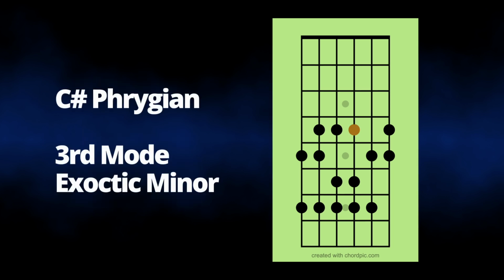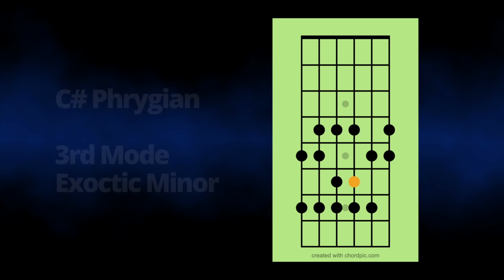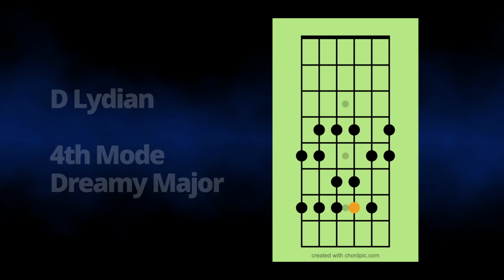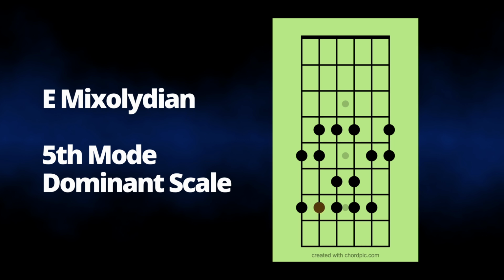C sharp Phrygian. Start on C sharp. It's a dark, exotic mode with a flat 2nd, often used in metal or flamenco. D Lydian. Start on D. It's like a major scale but with a sharp 4th, giving it a dreamy or spacey sound. E Mixolydian. Start on E. This is a bluesy major scale with a flat 7th, commonly used in rock and blues.